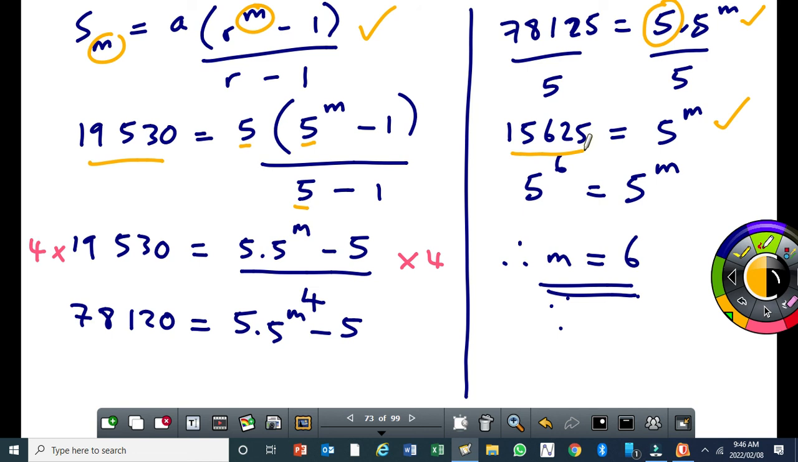Let's not complicate it. Yes, eliminate the denominator by multiplying both sides by 4. Take the minus 5 to the left. Get to that point. There is no need to complicate things.